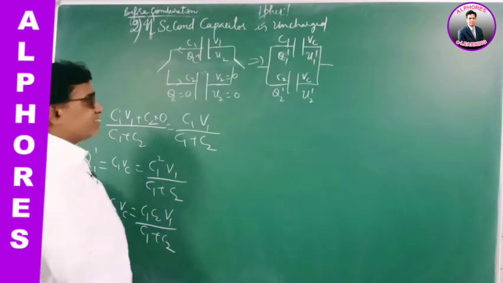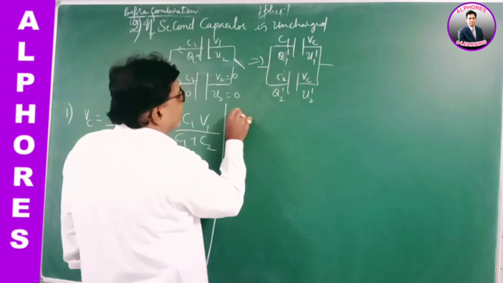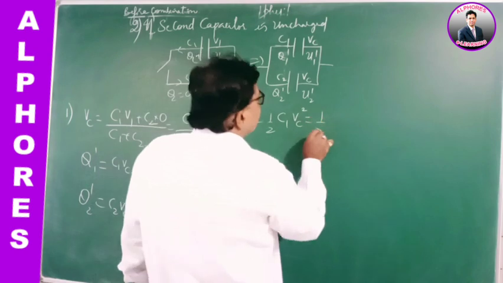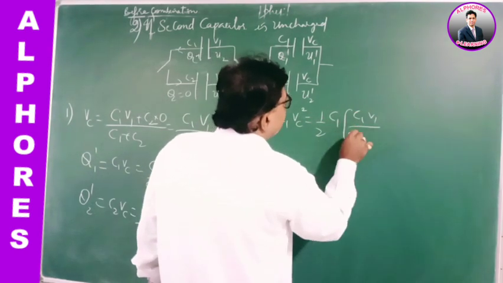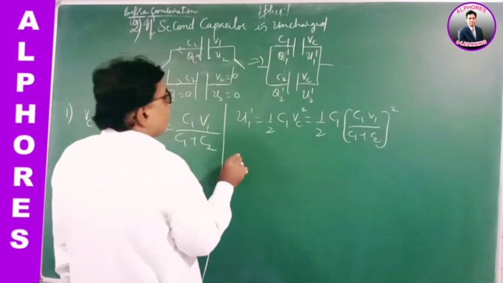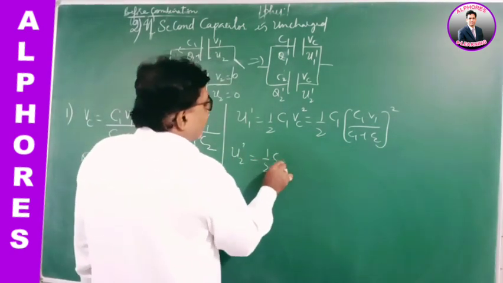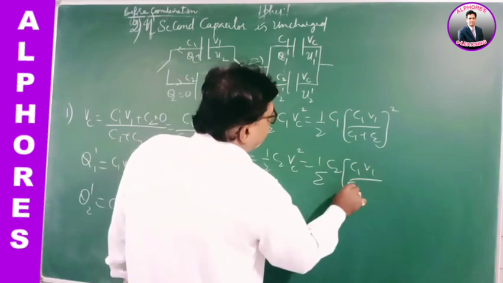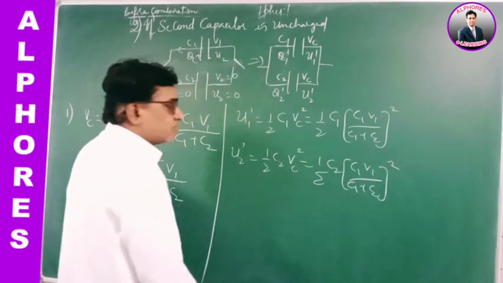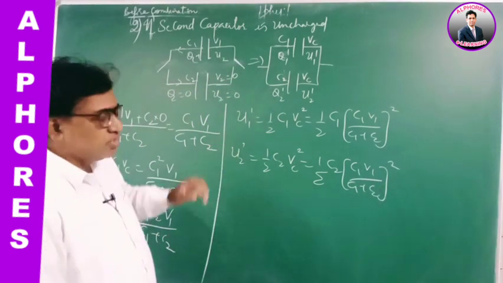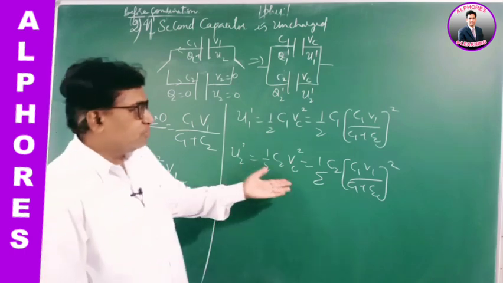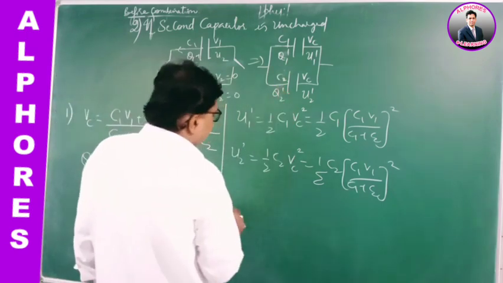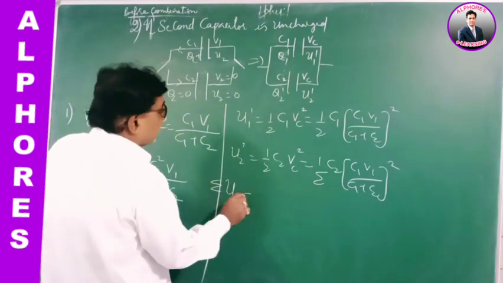These are their individual charges. Now what is the energy? The final energy of the first capacitor is half C1 Vc squared, that is half C1 of (C1 V1 by C1 + C2) whole squared. The energy of the second capacitor is half C2 Vc squared, that is half C2 of (C1 V1 by C1 + C2) whole squared. So U1 dash and U2 dash are like this. Now what will be the total final energy?